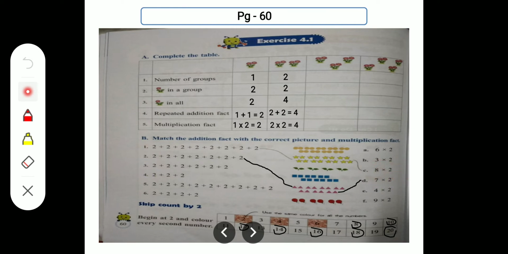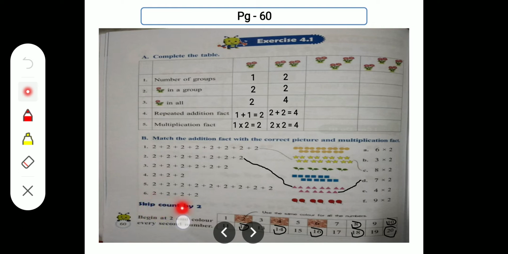And number 2, 2 plus 2 plus 2 plus 2 plus 2 plus 2 plus 2. So how many 2s are there? 1, 2, 3, 4, 5, 6, 7. So here we can see that there are 7 groups of 2 triangles. So 7 into 2, as there are 2 triangles in each group.